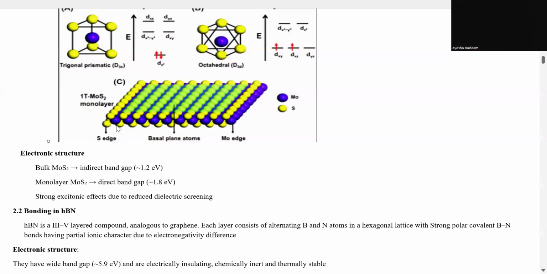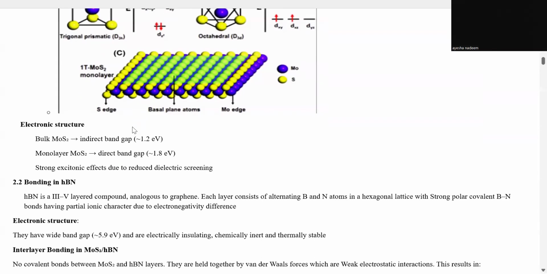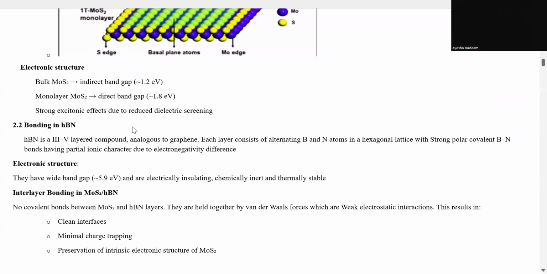Here in the C part, the S edge shows the sulfur atoms and the blue edge shows the molybdenum atoms, and there is a layering of molybdenum and sulfur atoms. The electronic structure shows that bulk MoS2 has an indirect band gap nearly equal to 1.2 electron volt, but monolayer molybdenum disulfide has a direct band gap nearly equal to 1.8 electron volt, and it has strong excitonic effects due to reduced dielectric screening.